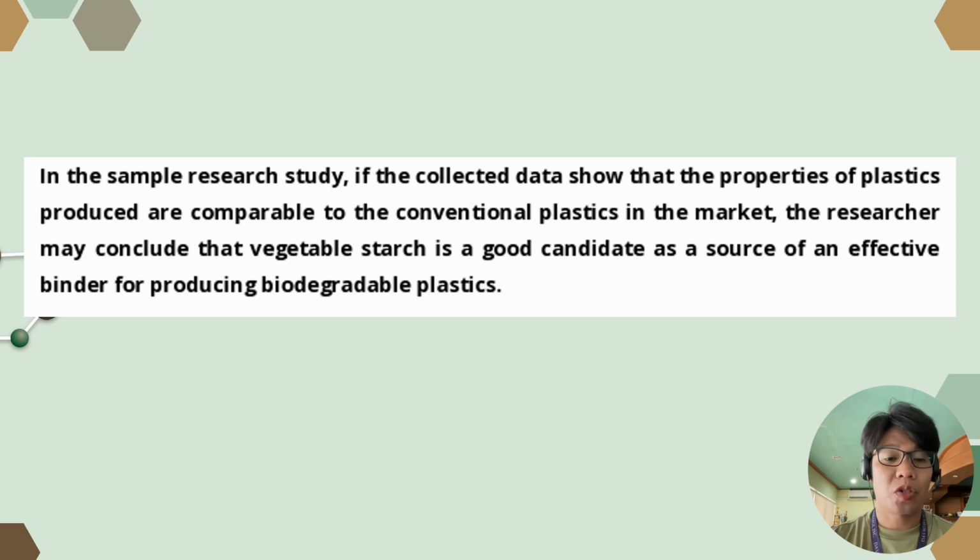In the sample research study, if the collected data show that the properties of plastics produced are comparable to the conventional plastics in the market, the researcher may conclude that vegetable starch is a good candidate as a source of an effective binder for producing biodegradable plastics.